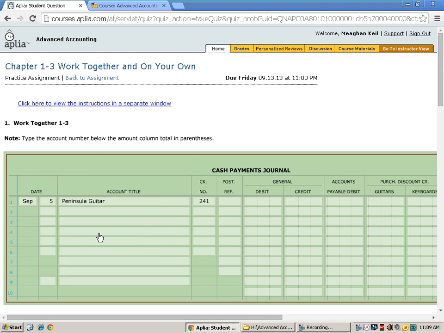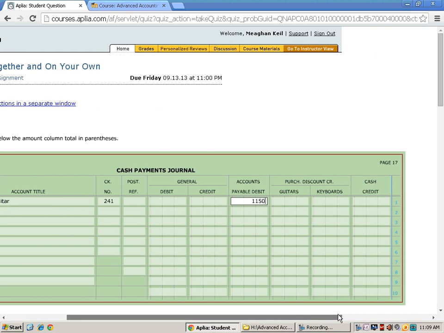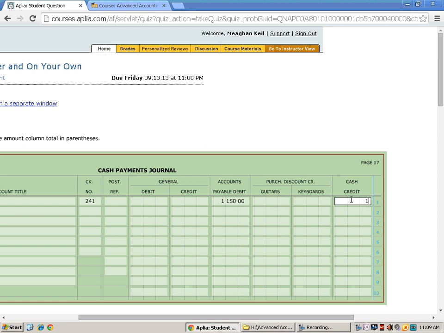So we initially bought that on account, $1,150. Now we're paying them off. So if we are in the Cash Payments Journal, you're always going to have a number in the cash credit, no matter what. Debits equal credits. There was no discount. We're good to go.